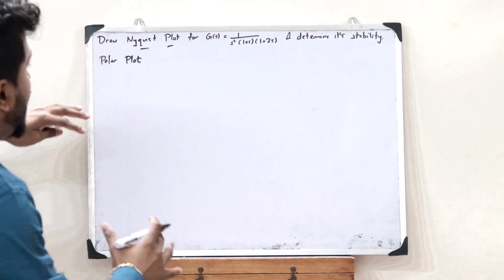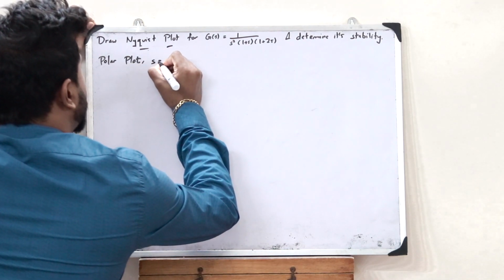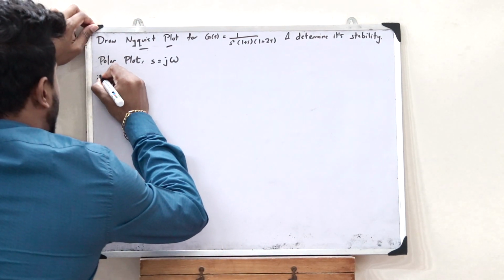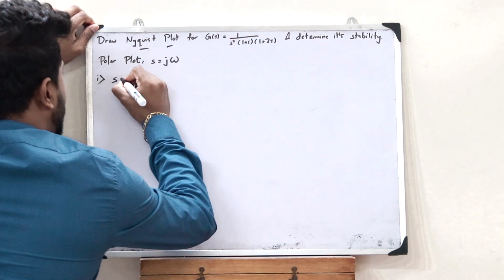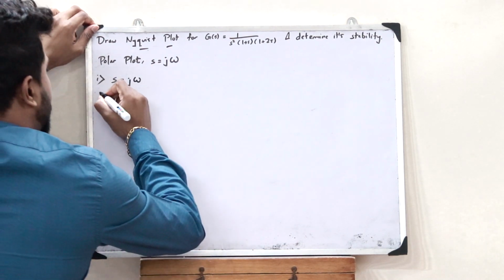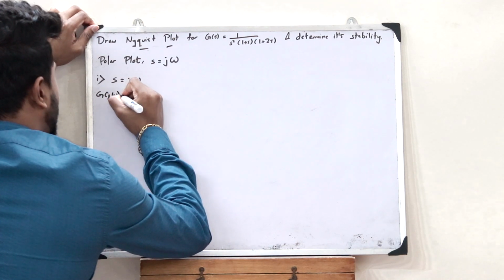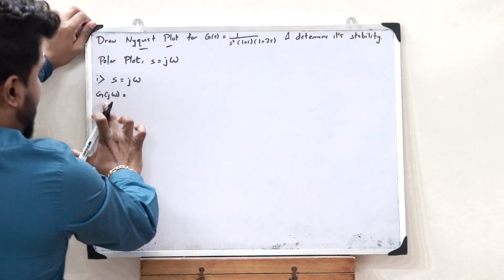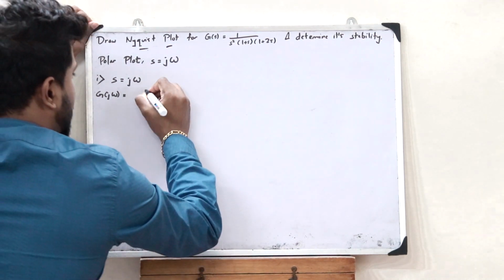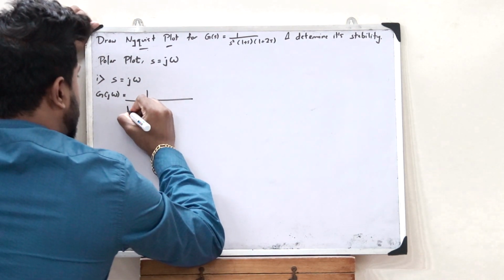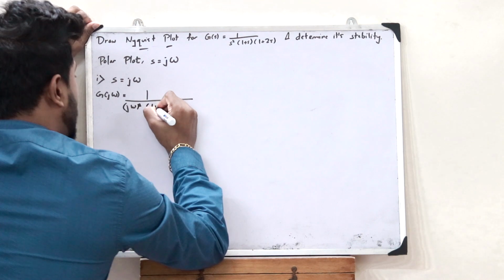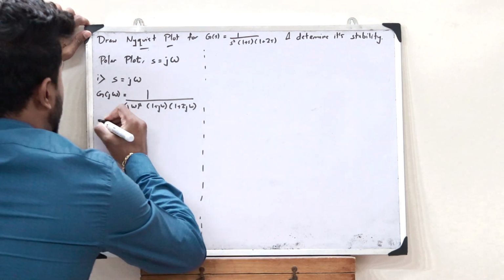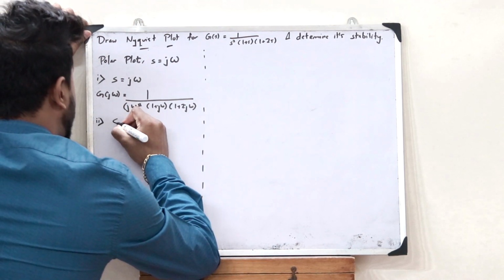In order to plot the polar plot, we have to replace the value of s with s is equal to j omega. So step number 1, let us assume that the value of s is equal to j omega, then we would get g of j omega as, wherever we have s, we substitute the value j omega. So this would now become 1 divided by j omega squared into 1 plus j omega into 1 plus 2 j omega. Now step number 2, we have to write it in the standard form.